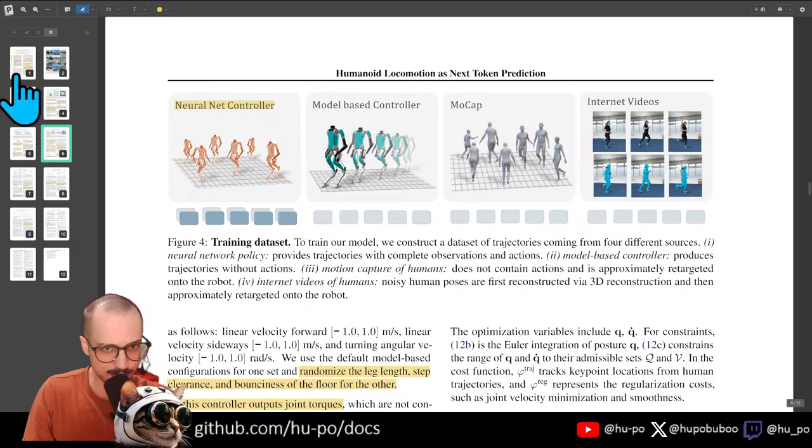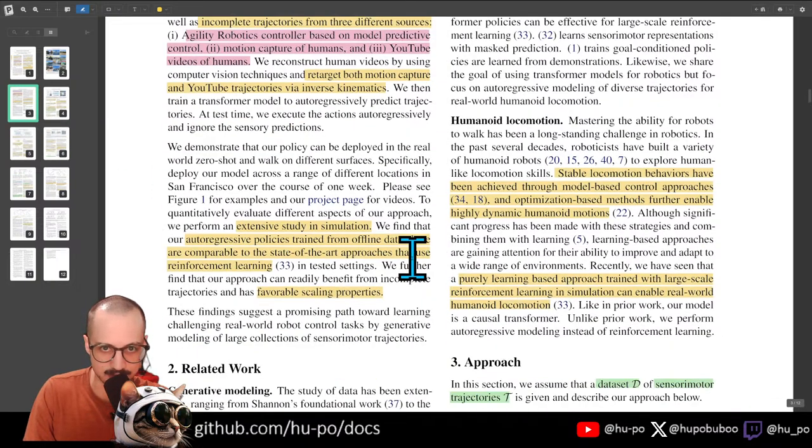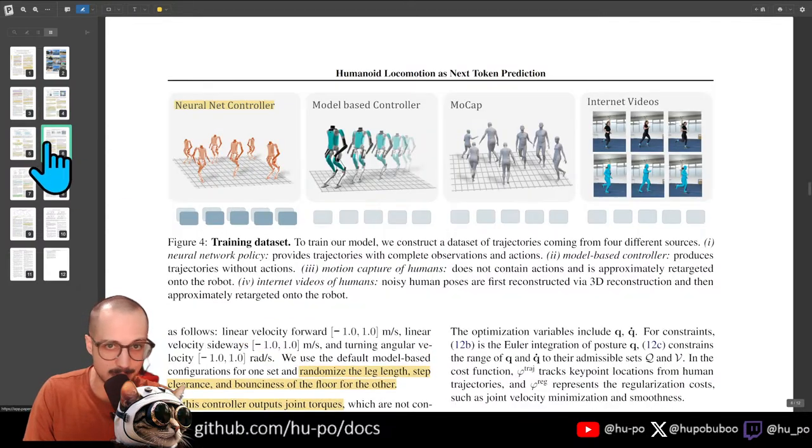And finally, we have an answer from the heavens. I think that the way that we're going to be controlling robots in the future is with a very simple transformer that you train on a huge amount of data, where that data doesn't even necessarily need to be super clean. It doesn't need to be complete. It doesn't need to even have the same action space. So that's where we're headed.